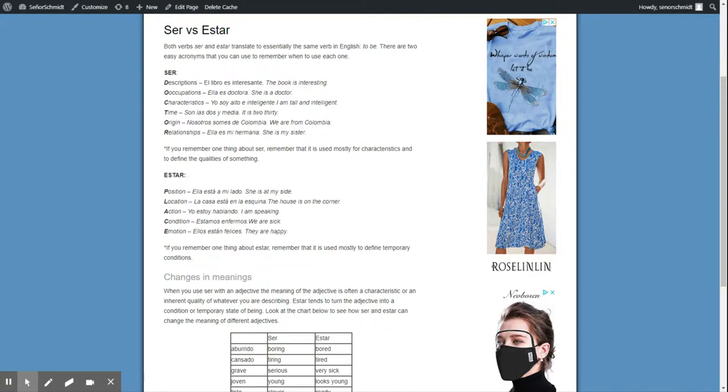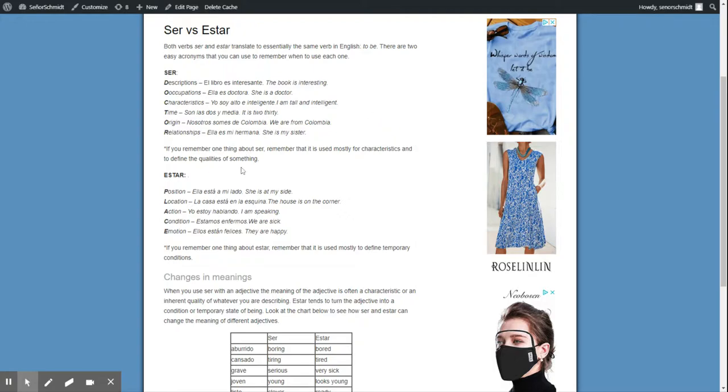Origin, if you want to talk about where somebody is from. Nosotros somos, oops, that should be an O, sorry about that. Nosotros somos de Colombia. We are from Colombia. Where you are from doesn't change. It's actually a characteristic of who you are. It's your background. If you were born in California, then you are from California. It's also for relationships, okay? So, ella es mi hermana, she is my sister. Ella es mi mamá, she's my mom. Tú eres mi amigo, you are my friend. So remember, doctor or characteristics, things that define what something is.